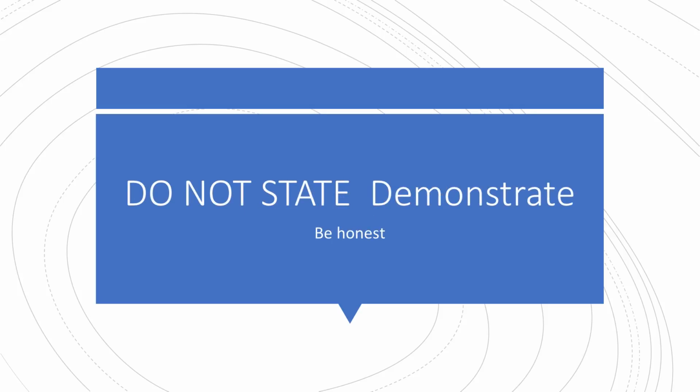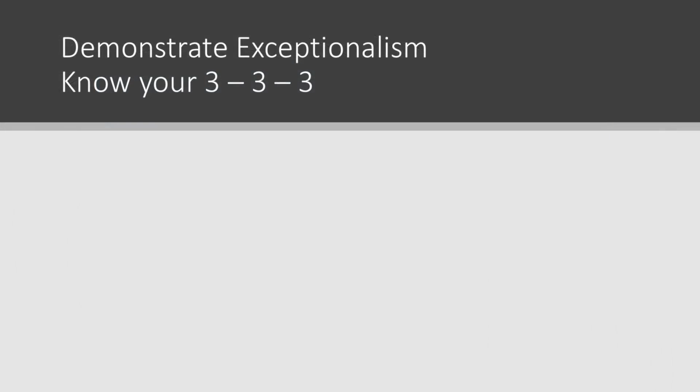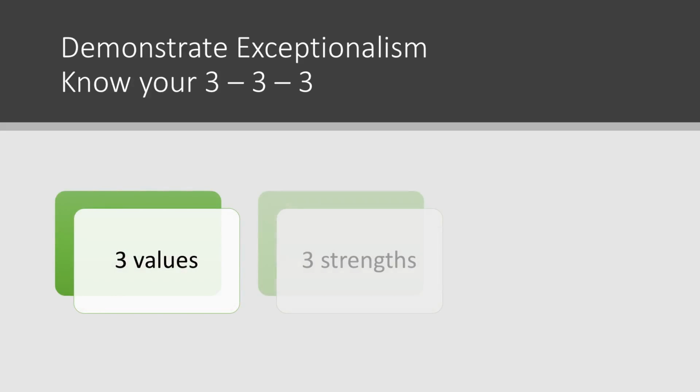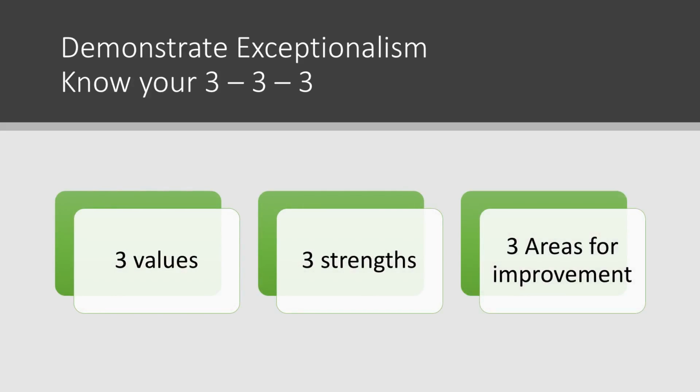So now let's take a look at what we need to do, exactly how we go in and demonstrate our exceptionalism. Know your 333. When I say know your 333, what I mean is know your 3 values, your 3 strengths, and your 3 areas for improvement. And I don't mean create a list of them. We've done that already. What we mean here is have a STAR structured response using your 3 values, 3 strengths, and 3 areas for improvement ready to go.